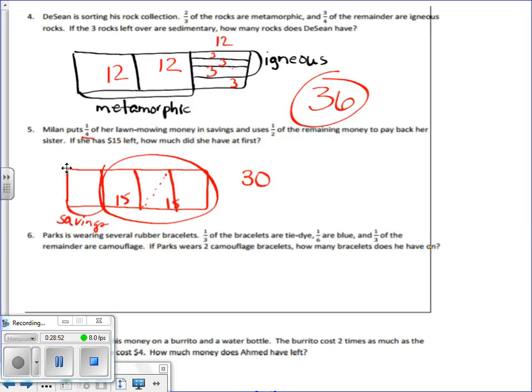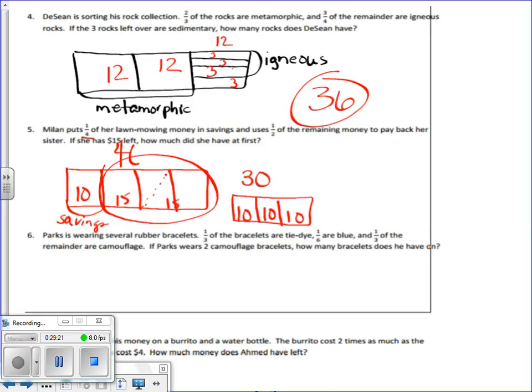Okay, so we've got 3 sections. That's what we had here, right? 30 divided by 3. Each unit would be 10. 10, 10. This one here would be 10. So all together would be 40.